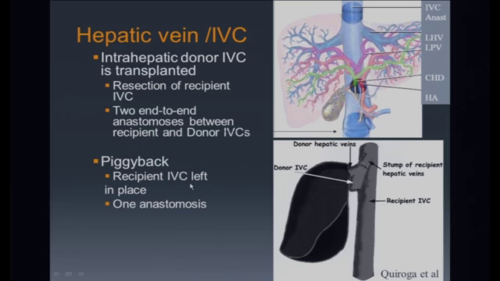More commonly now, the piggyback anastomosis is performed. In this situation, the recipient IVC is left in place. There is only one anastomosis where the donor IVC is anastomosed to the stump of the recipient hepatic veins, while the inferior end of the donor IVC is simply tied off.